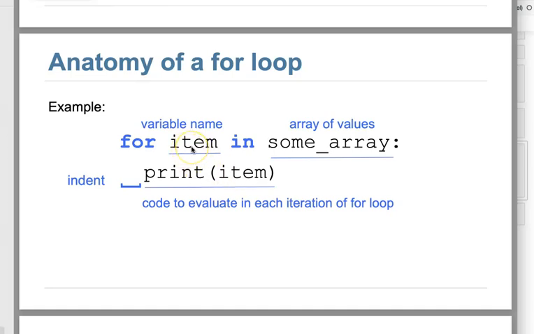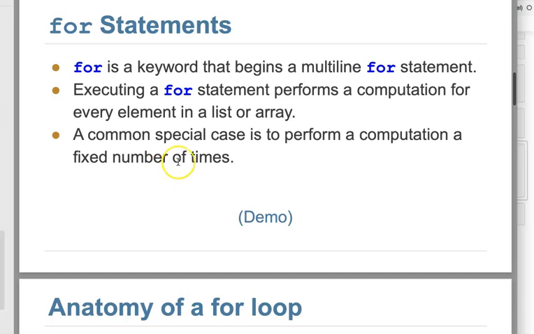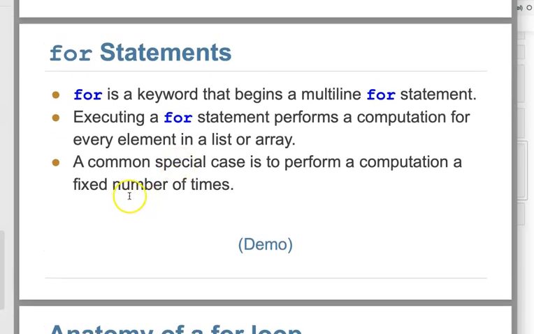Here, for item, you can give them any variable name. Depending on how many elements are in the array, that is how many times we will perform it. Usually here we just say print. It can be just a print function, but it can also be some other operation. You just need to replace the item with the value of each element in the array. So that's our for statement. That's a common special case to perform a computation a fixed number of times.